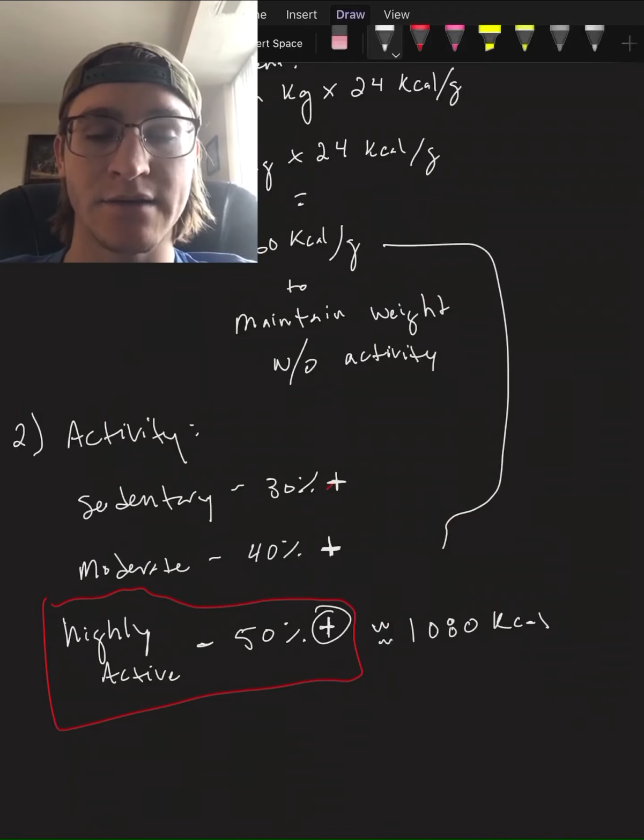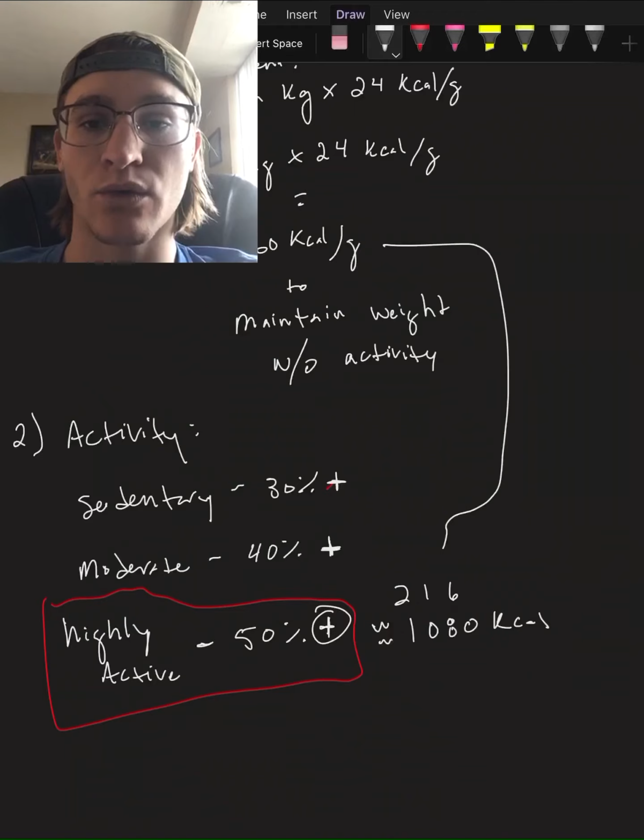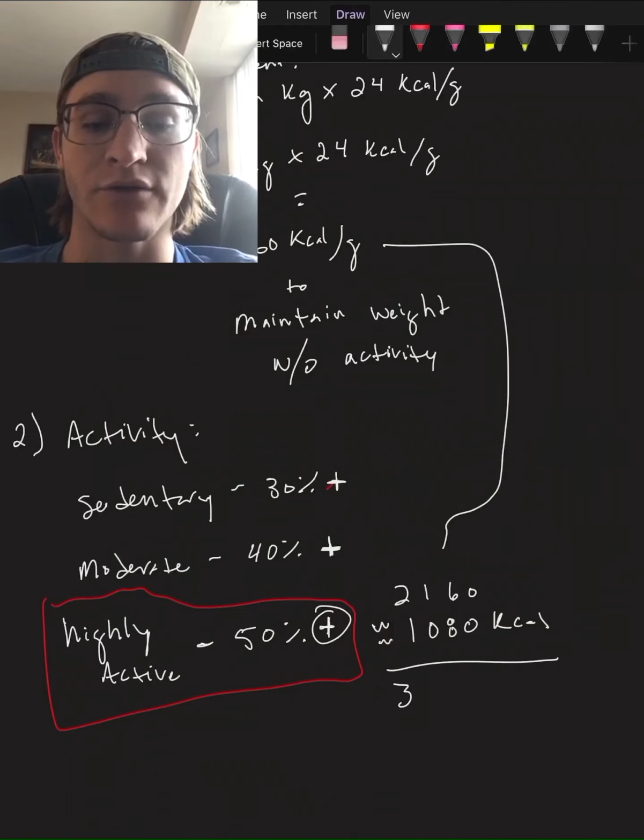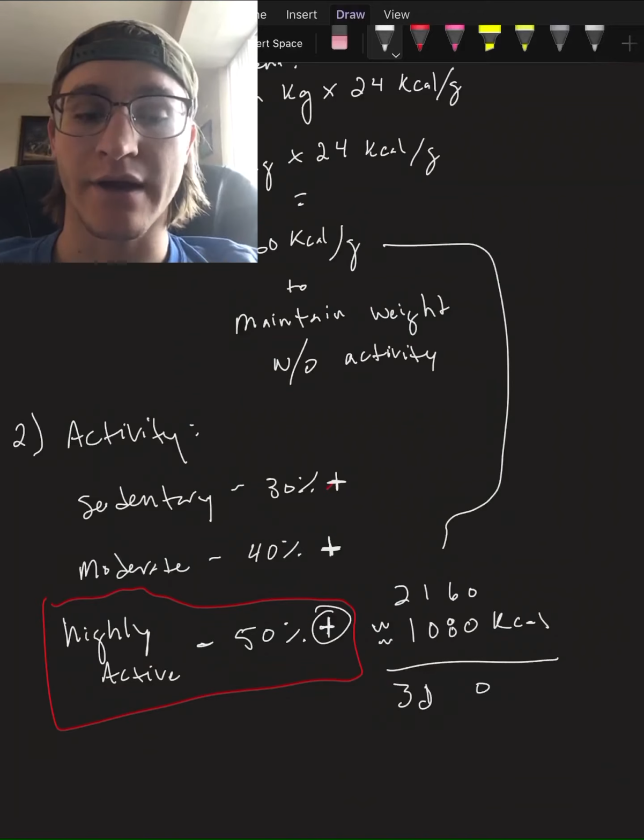So we're going to add these up, and to get our total BMR with activity levels included, we're going to get about 3,240 kilocalories per day.